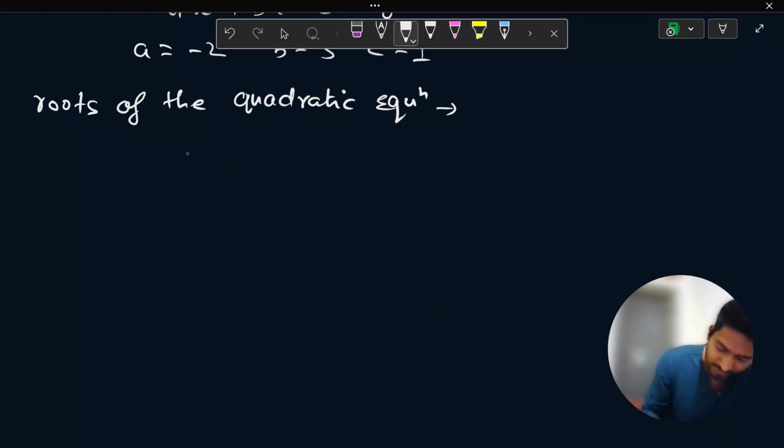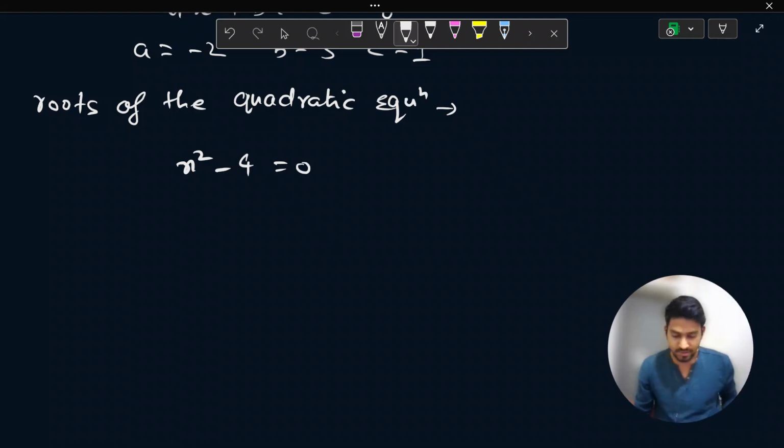For example, we have x squared minus 4 is equal to 0. This is an example. You can clearly see that the value of a is 1 and the value of b is 0 here. That's why the bx term is not available here.